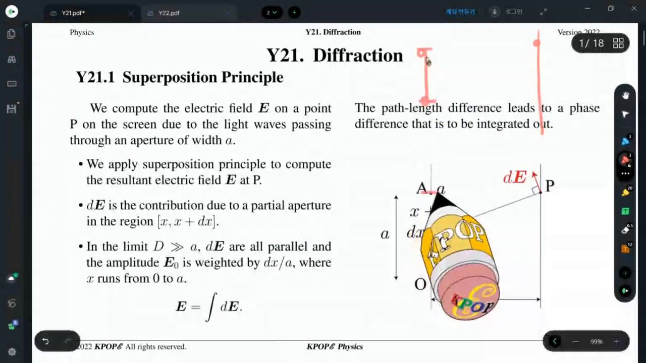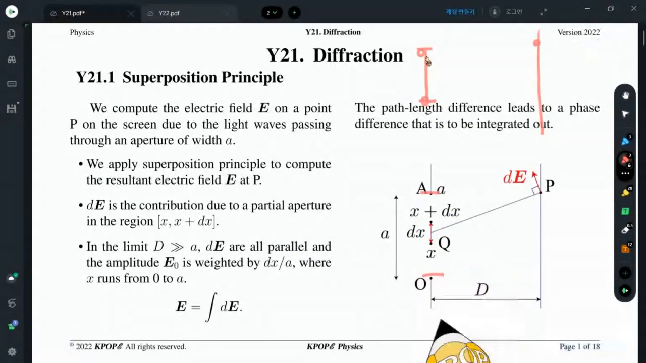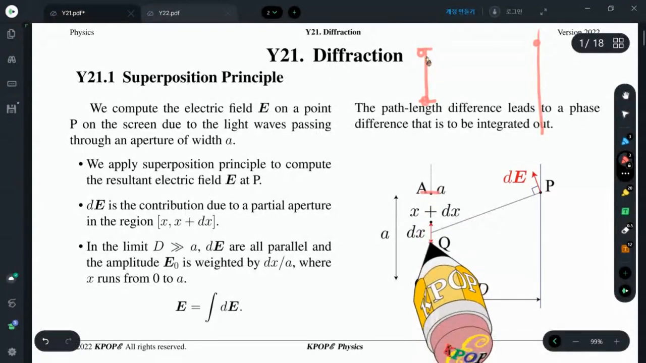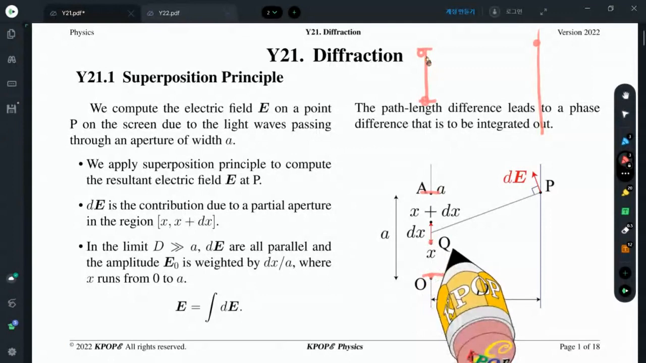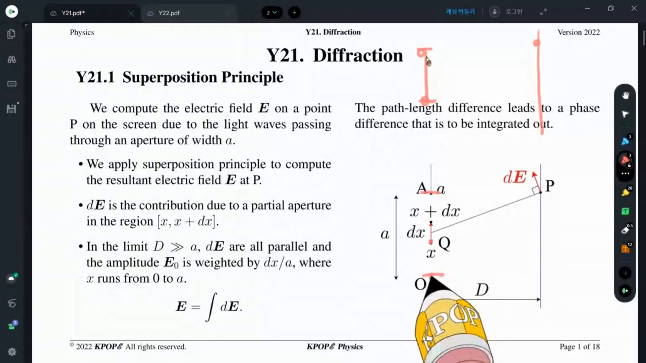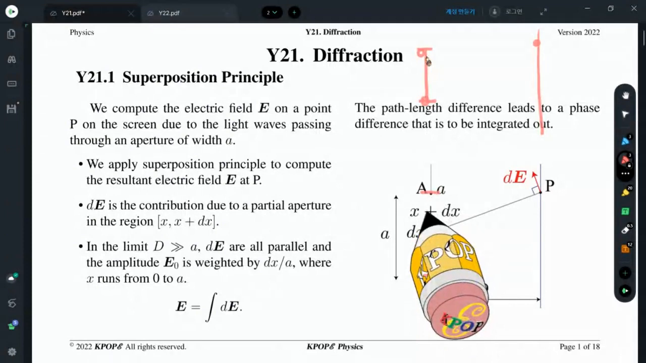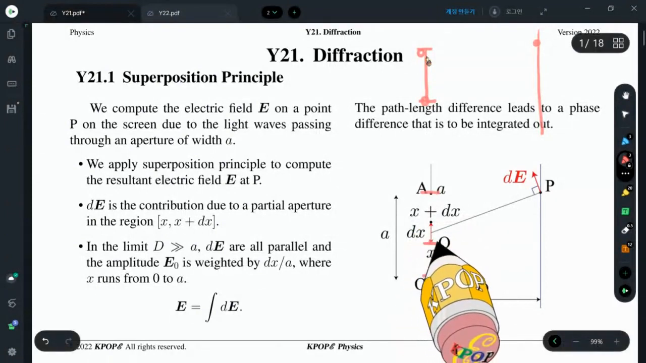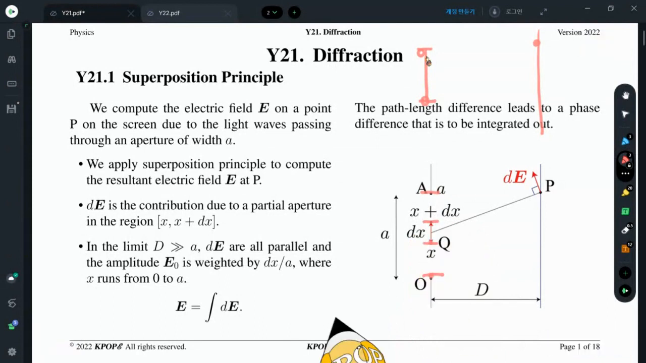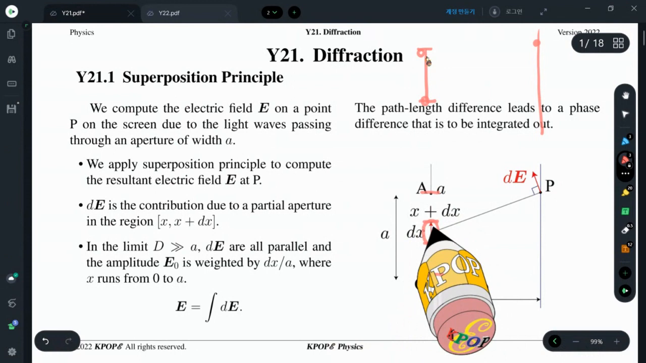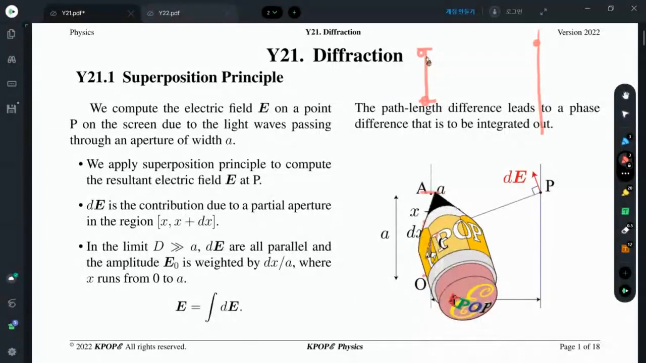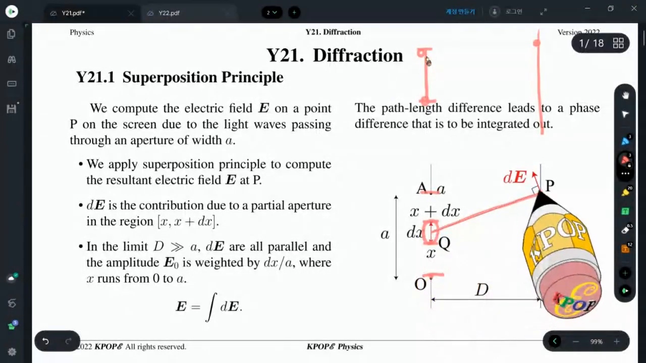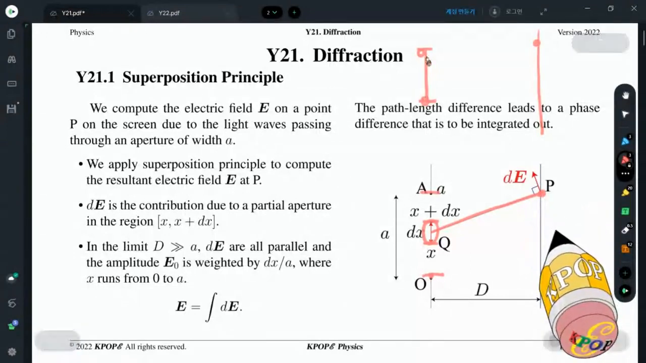Now we have an aperture of width a. We choose the x-axis here, the origin is here, and a point inside the aperture is chosen to be Q. The source runs from 0 to a, and we divide it into many tiny pieces, and we'd like to add all of the contributions of x from 0 to a to the electric field at point P on a screen.